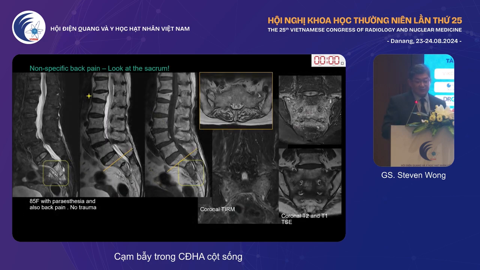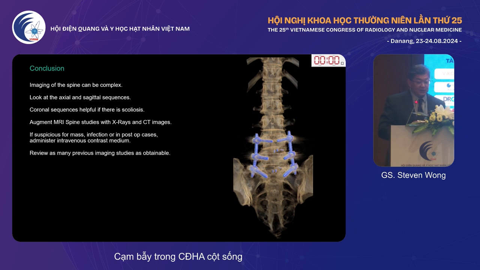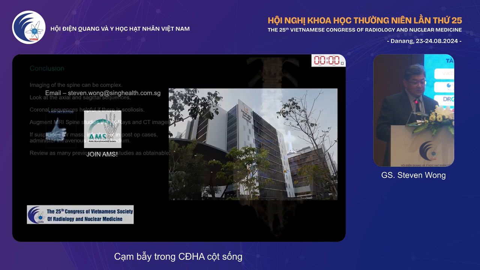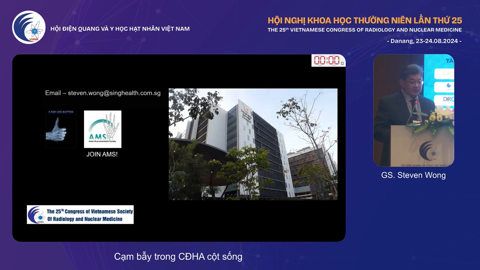I will try and end my talk. So spinal imaging is not as easy as we think it is. If you can, look at the sagittals with as much attention as you look at the axial sequences. Look at the X-rays and look at the CT scans also. And if you need to, give intravenous contrast medium and look at as many previous imaging studies as possible. And with that, thank you. My apologies for going over time.